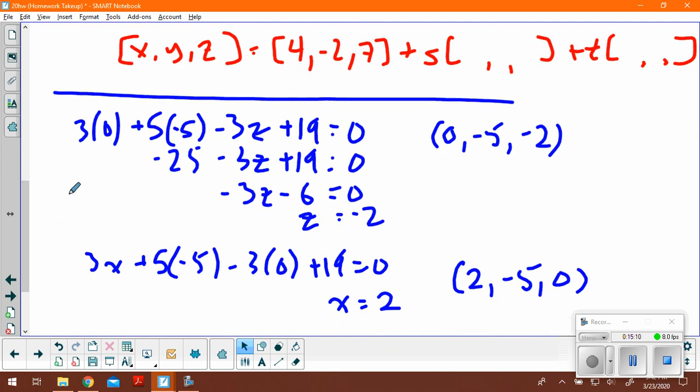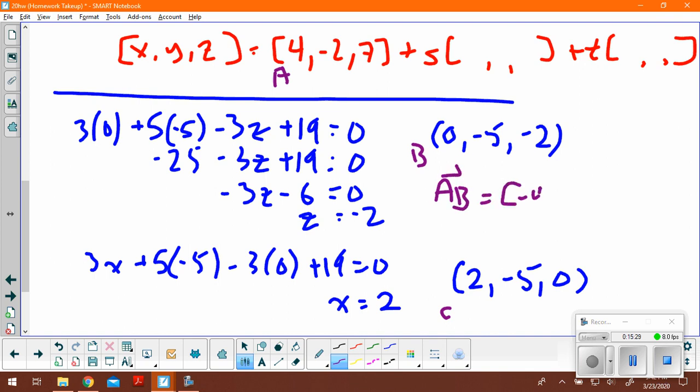I can work out two direction vectors. So let's say this one up here would be my point A, and this is B, and this is C. So the vector running from A to B would be -4, 5 take away -2 is -3, and -2 take away 7 is -9. So there's one direction vector.